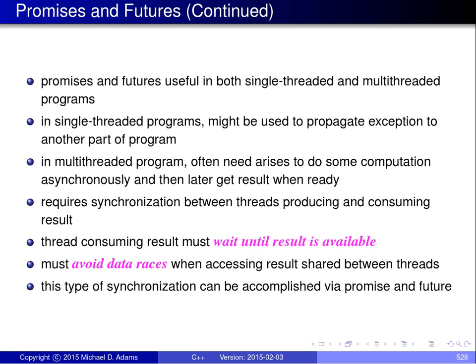Also, there's the potential that the thread that's consuming the result and the thread that's producing the result might both try to access the result at the same time. In other words, the producer might try to write the result at the same time the consumer is trying to read out the value that's been stored. So you have the potential for a data race, for example. So we need to have some kind of synchronization associated with promises and futures in order to ensure that bad things don't happen. We don't try to read the result before it's ready and so on. And this is essentially the sort of synchronization that's provided by promises and futures.